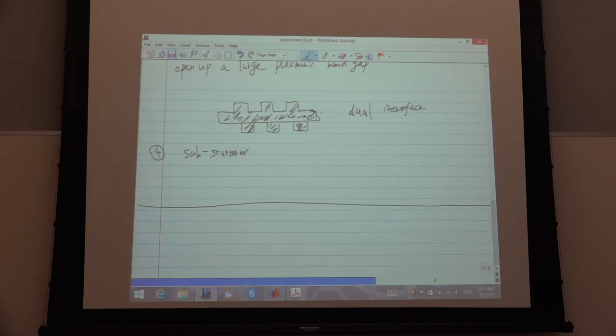But if you use very little power, the surface plasmon propagates only a very short distance. If you want it to propagate a long distance, you must give a high power. This is the key issue. If you want long propagation, you should use a larger power. Okay, so I move to this.